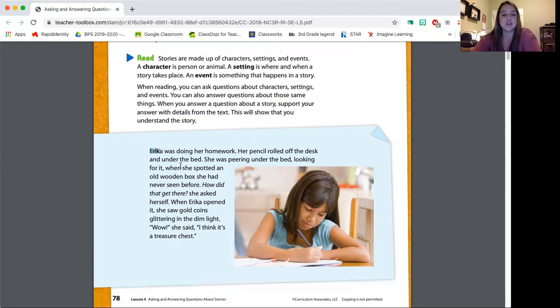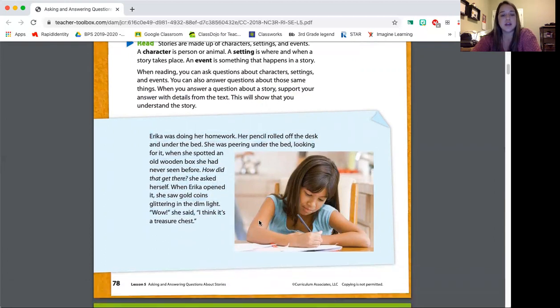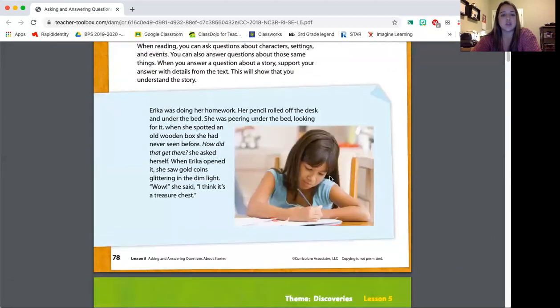So I'm going to read this short little passage right here, and then we're going to work through the next page. So it says, Erica was doing her homework, and her pencil rolled off the desk and under the bed. She was peering under the bed, looking for it, when she spotted an old wooden box that she had never seen before. How did that get there? She asked herself. When Erica opened it, she saw gold coins glimmering in the dim light. Wow, she said, I think it's a treasure chest.